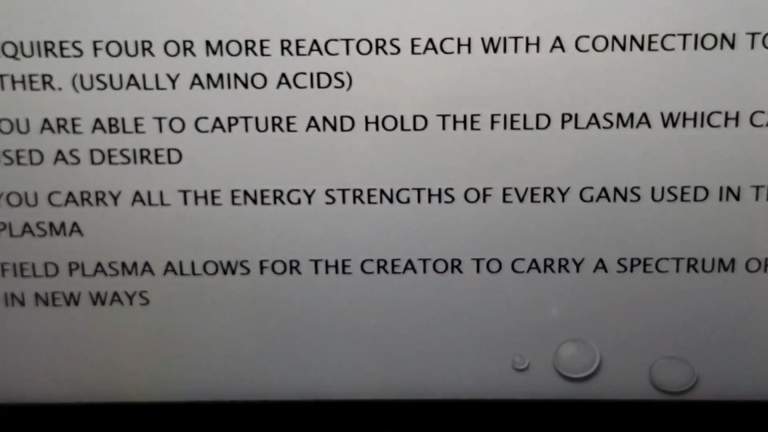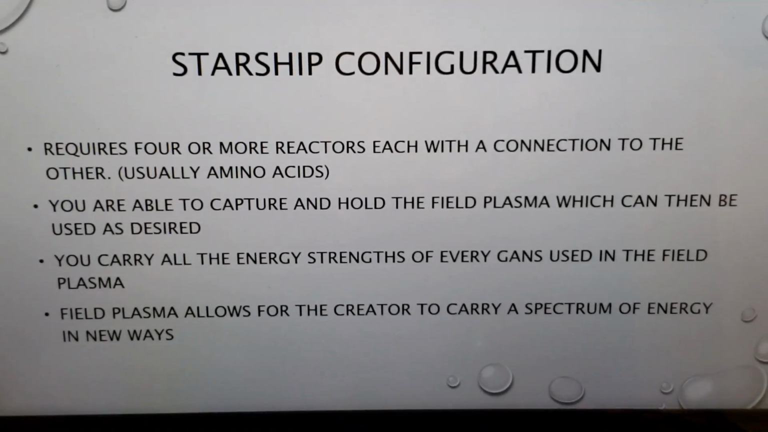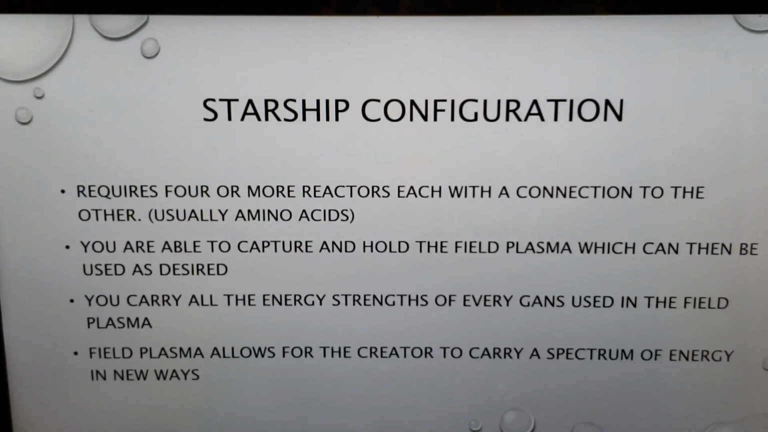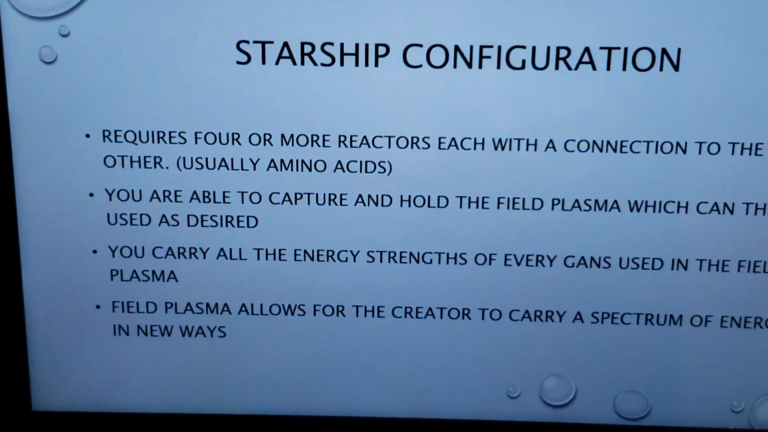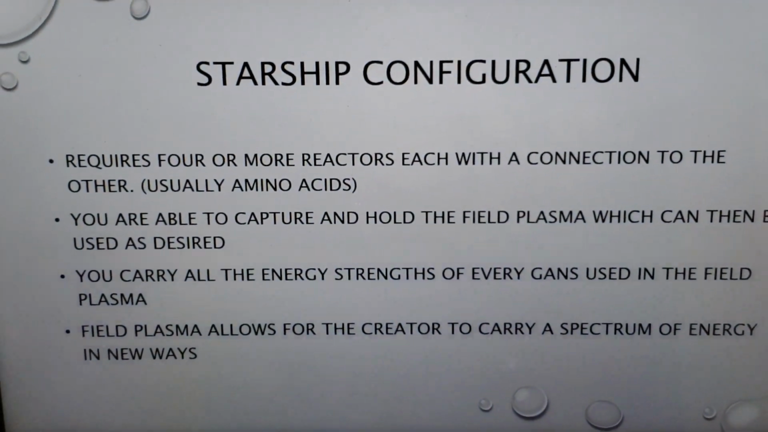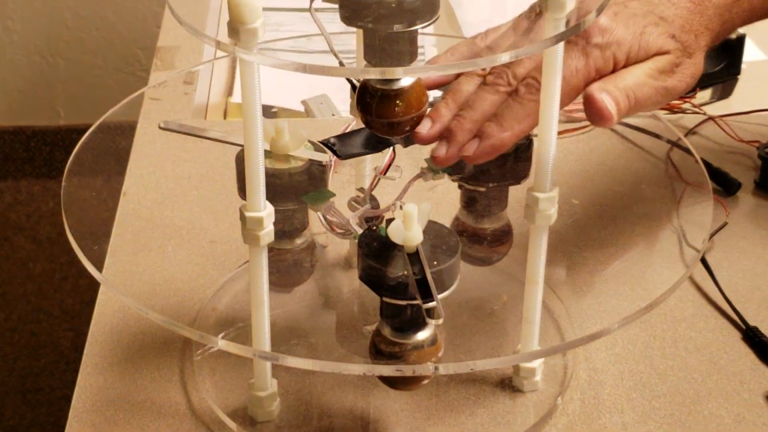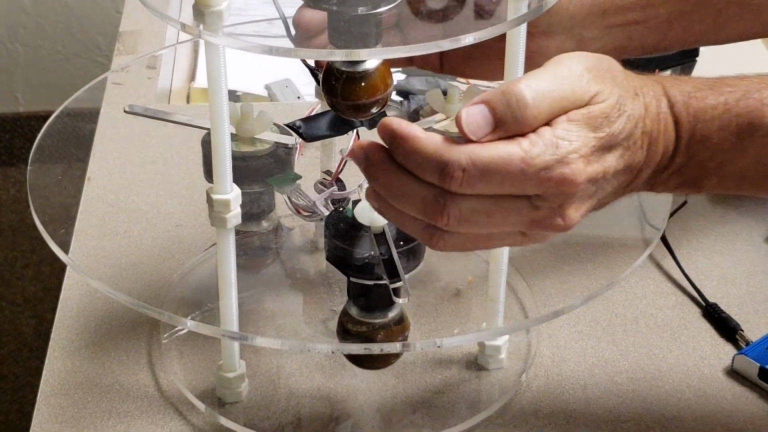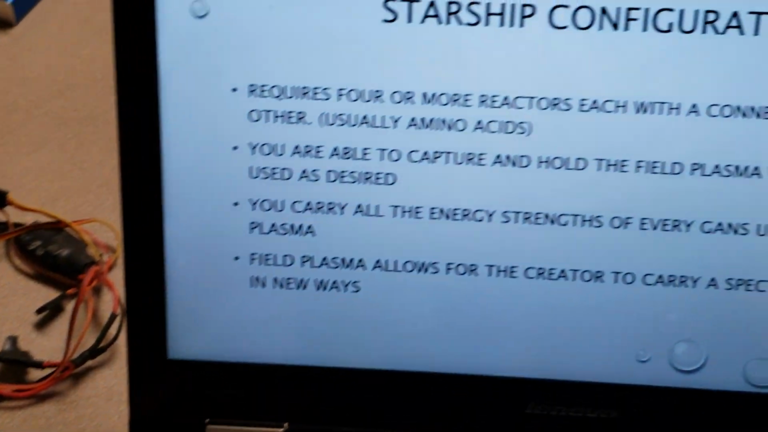So when you have the 4 reactors, you connect each of them usually through the amino acids. In other words, we have an element of the amino acids in each one of these, so there's a connection. You're able to capture and hold field plasma, which then can be used as desired. Again, the field plasma is in the center area here, and energetically you can pull the fields out and do with it as you wish.